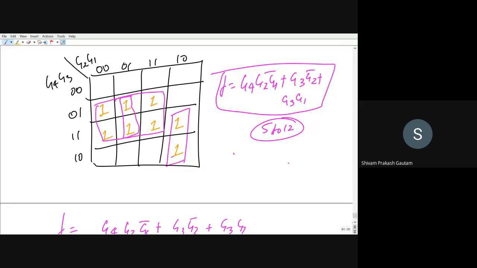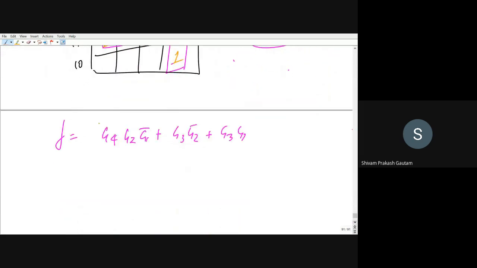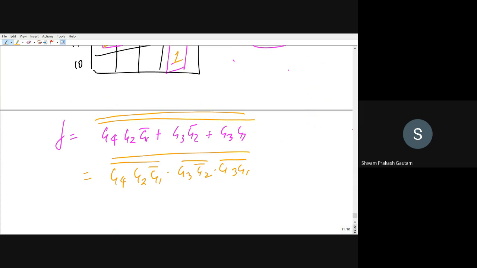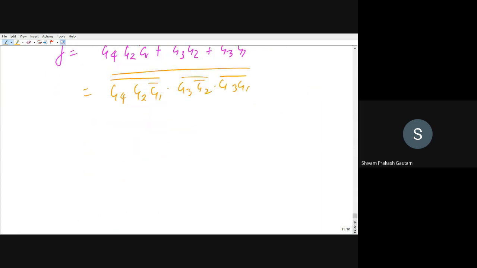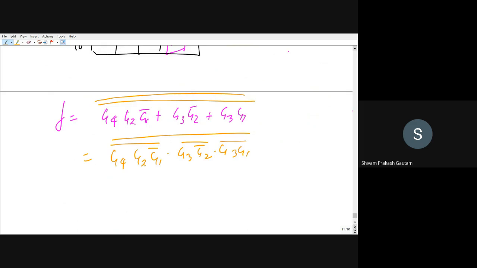Now how can you draw the logic? You can take the double complement: G4, G2, G1 bar dot G3, G2 bar dot G3, G1 bar, whole bar. If you want to calculate how many gate inputs there will be, just calculate. Here it will be 3, 2, 2, so 3 plus 2 plus 2 plus 3 for the output. Gate inputs will be 10. Correct.